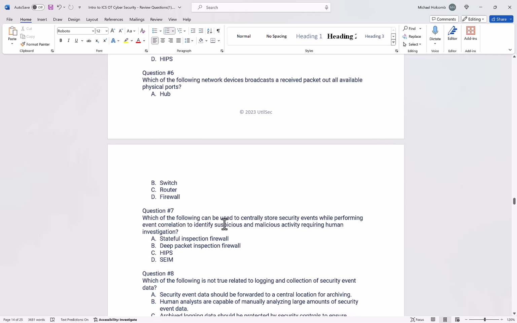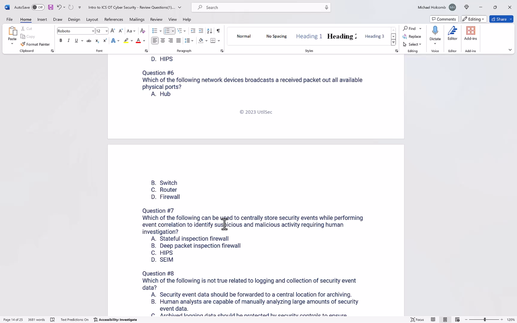All right. Question 6, which of the following network devices broadcast a received packet out all available ports? That's going to be an old school hub, right? Have that packet come in, and we're going to send it out all of the ports, which means if you're sending on one of those ports with a sniffer like Wireshark, you can read or see all the network traffic. So there's definitely a security concern there.